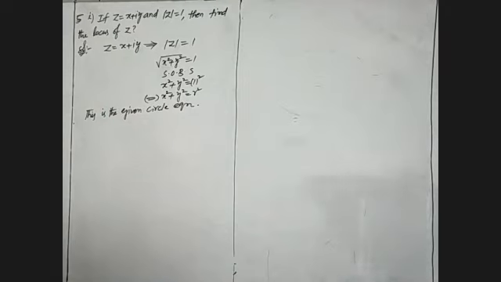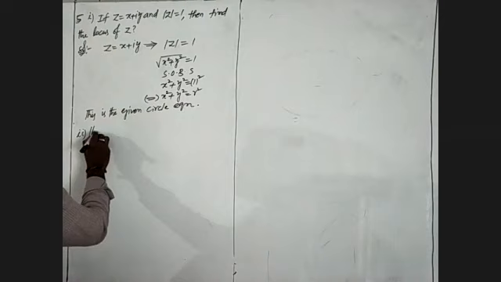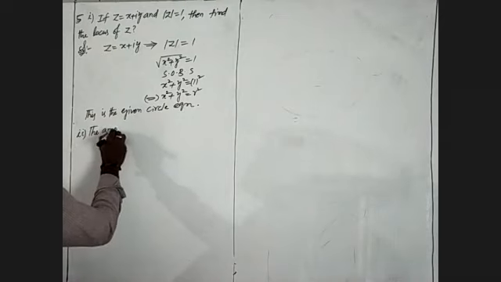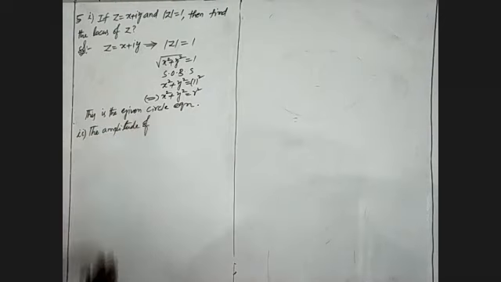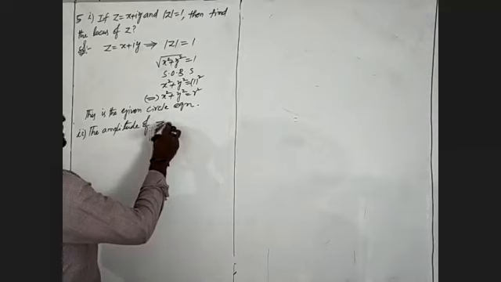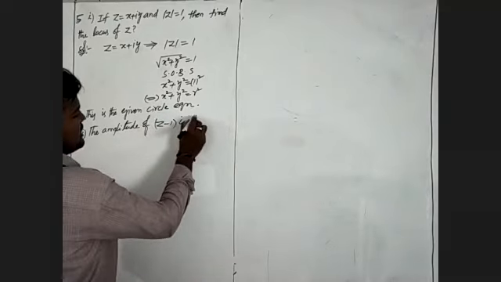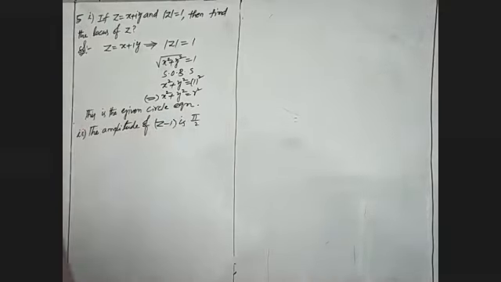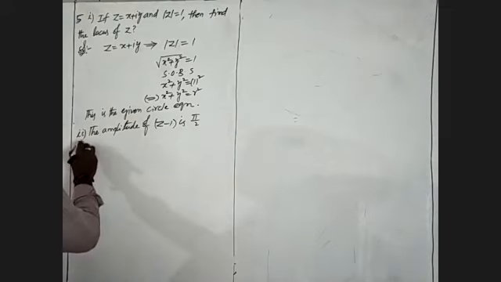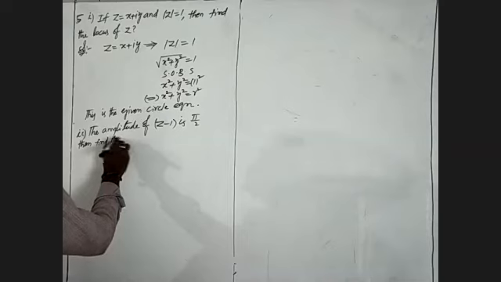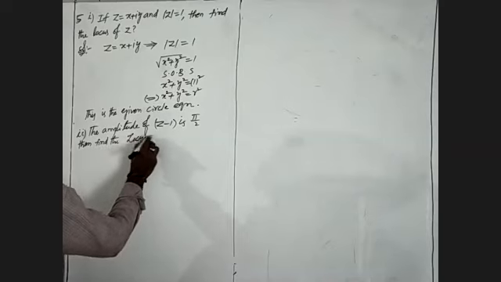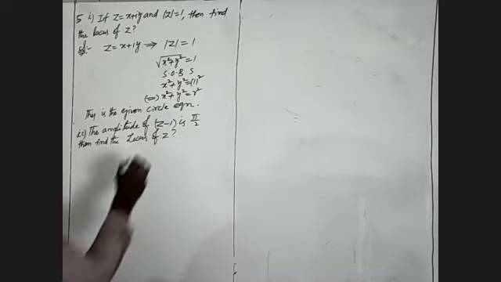Now I am going to the second one. The amplitude of z minus 1 is pi by 2. Then find the locus of z.